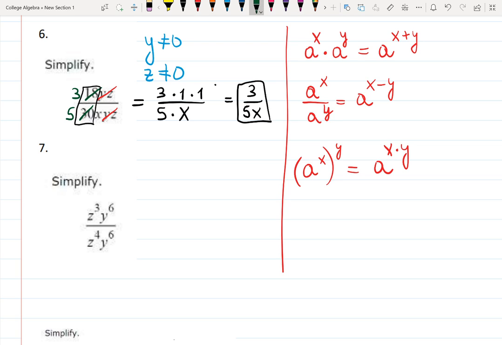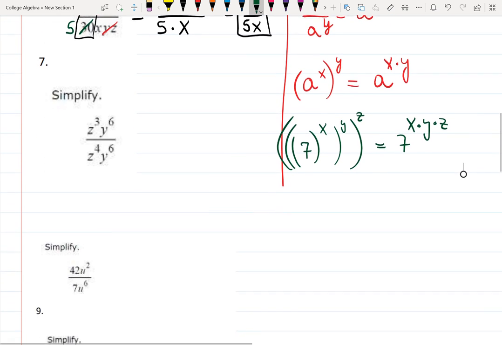Moreover, if you have many of them, say a raised to the x, raised to the y, raised to the z, and so on, you can rewrite it in a more compact form: x times y times z. Amazing. And that's exactly what it means. And that's why those notations are pretty cool.